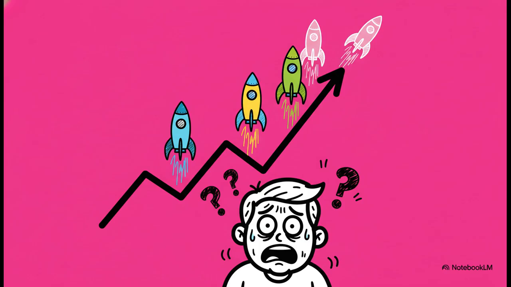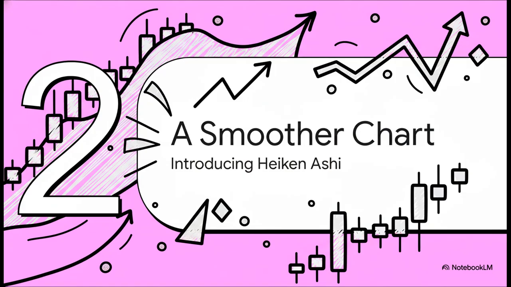But what if there was a way to just filter out all that noise? Well, guess what? There is. And that's where Heiken Ashi comes in. It's this really elegant solution designed to do one thing: smooth out all that chaotic price action and just bring some clarity back to your charts.